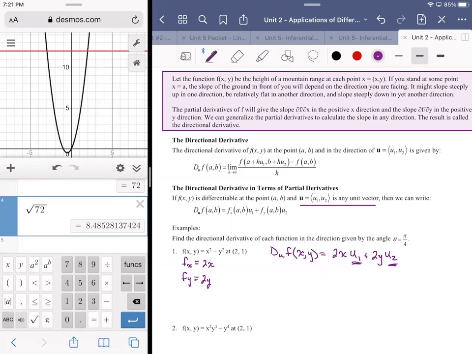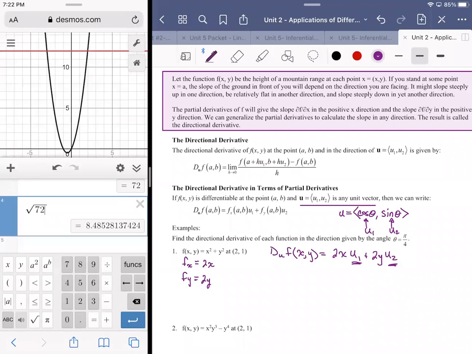Unit vector in any direction. Well, we learned about that. Unit vector in any direction, u would be equal to cosine of theta comma sine of theta. So that actually tells us that u sub 1 is cosine of theta and u sub 2 is equal to sine of theta. But then it kind of begs the question, well, where's the sum business coming from?